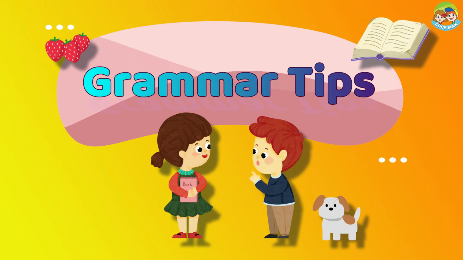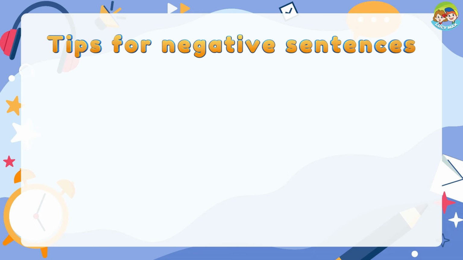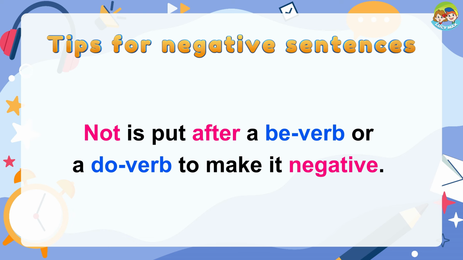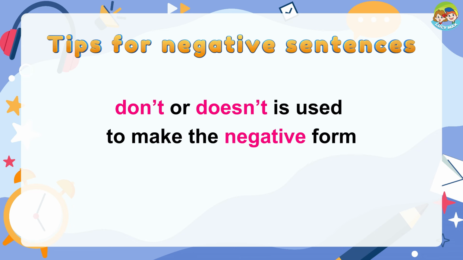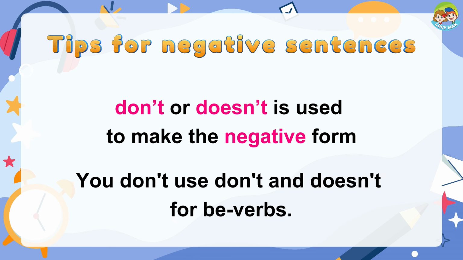Grammar tips. Tips for negative sentences. Not is put after a be verb or a do verb to make it negative. Don't or doesn't is used to make the negative form. But you don't use don't and doesn't for be verbs.